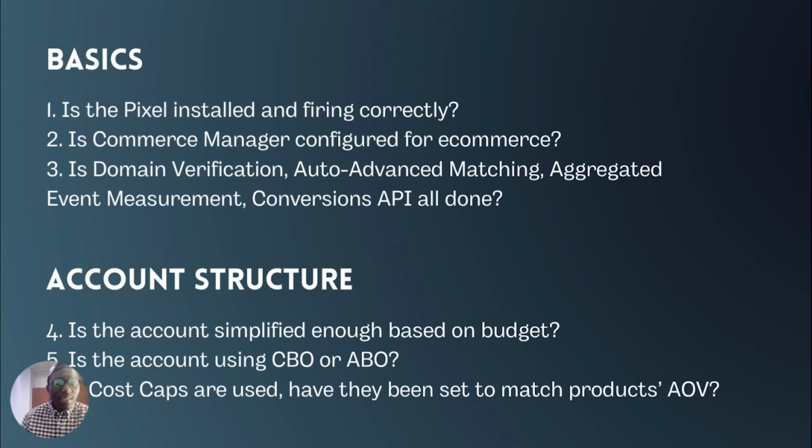All right. And then the next step is the account structure. So we want to make sure that depending on what budget or what amount of spend is going through the account, we want to make sure that it's simplified enough to withstand volatility. So for example, if you're spending $10,000 a month on ads, you cannot go ahead and have 10 campaigns, because that would mean that your budget will be spread thin across all of those campaigns.